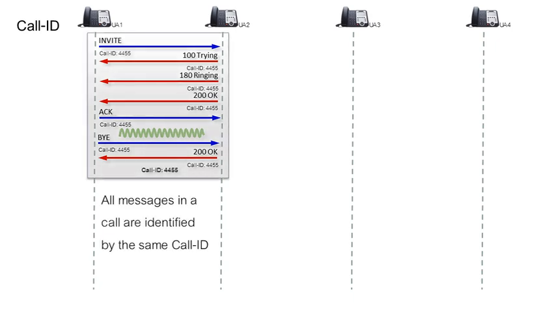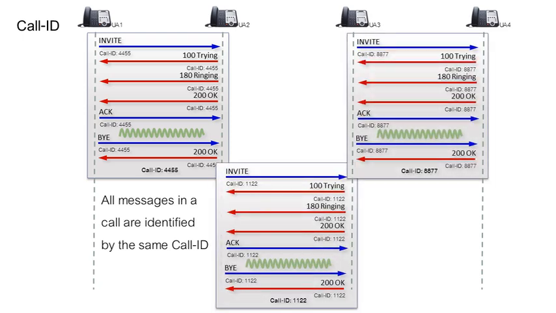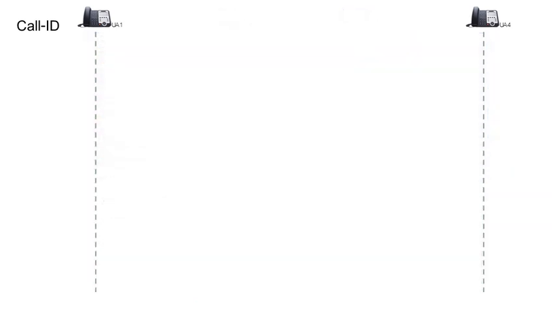All the messages in a call are identified by the same Call ID. Each and every call has its own unique identifier. 1122 for this call, 8877 for this call. The Call ID being copied into every SIP message within each call.